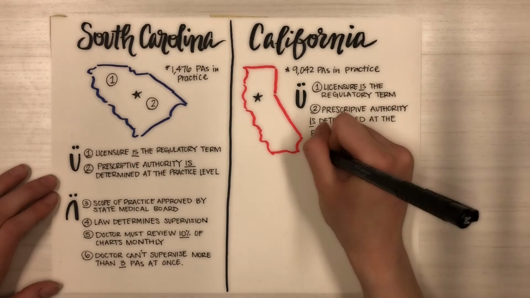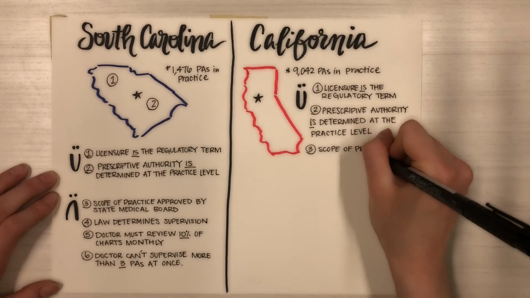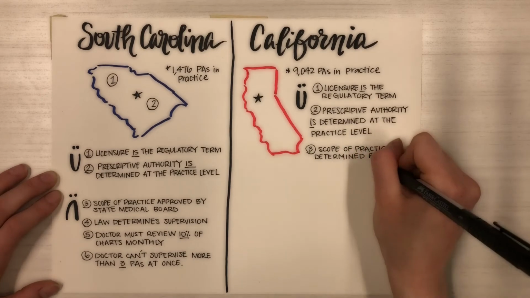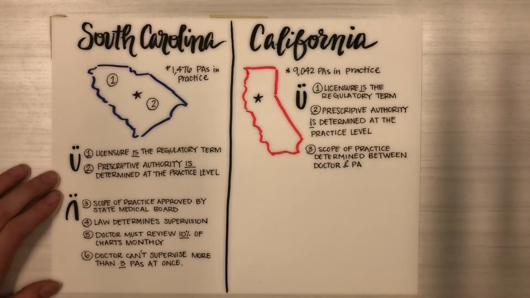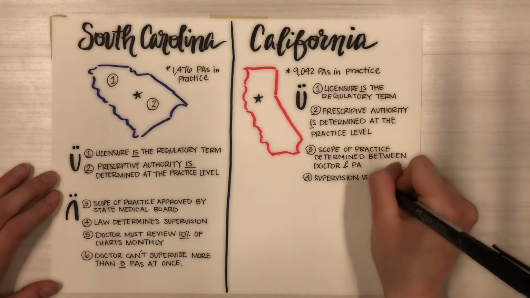The third one that California has adopted out of the 6 is that the scope of practice is determined between the doctor and PA. Moving on to the fourth one that California has adopted, supervision is determined at the practice level.